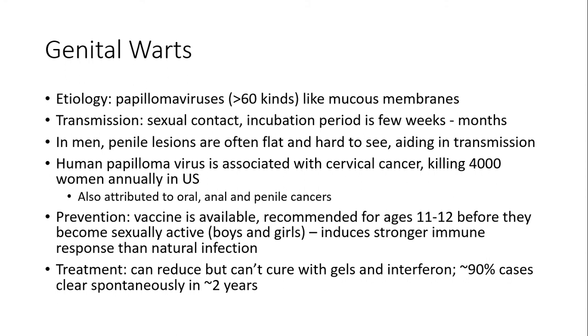This is one of our most recent vaccine success stories, though. There is a vaccine, 2 formulations that are available, and it's recommended for children ages 11 to 12 before they become sexually active. And we do recommend this for boys as well as girls because of that risk of oral, anal, and penile cancers as well. It also helps to prevent transmission to the women of their lives in the future. Now, what's interesting is the vaccine itself induces a stronger immune response than natural infection. So let's say you do have an infection naturally and you overcome it, you're not going to develop lifelong immunity to it. But there's a greater chance of that happening with the vaccine.